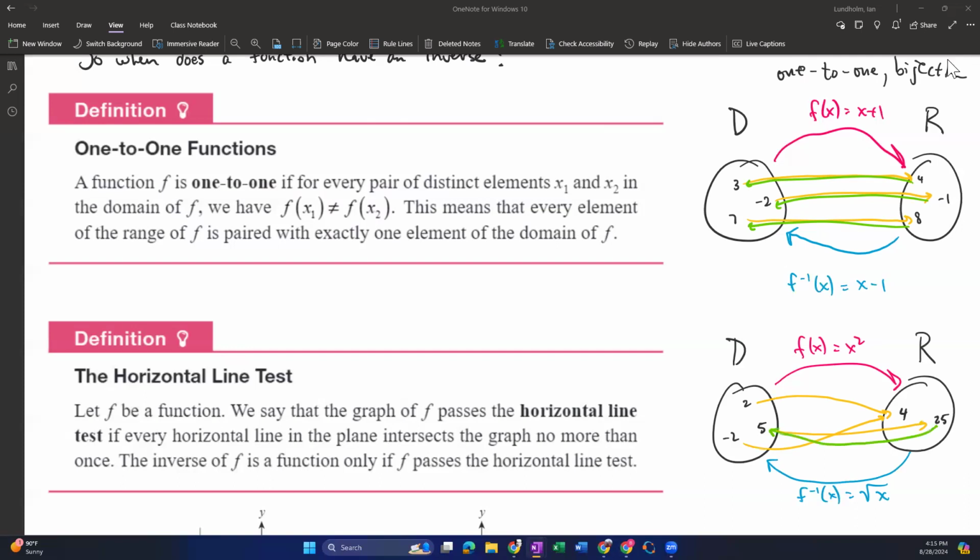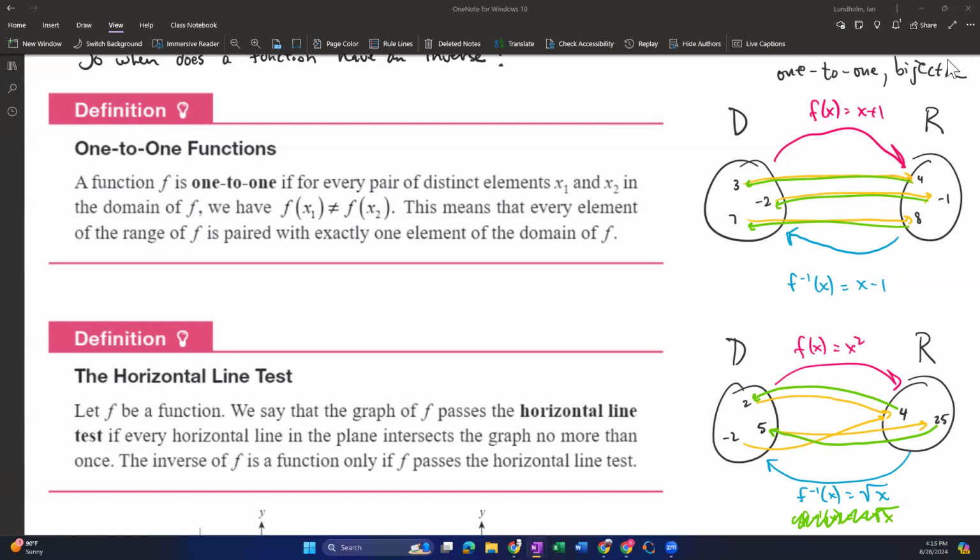If we try to follow these back, 25 is not a problem. 25 just gets mapped back to 5. If we follow this as an inverse function, 4 would get mapped back to 2, but it would not get mapped back to -2. To accomplish that part, we would need the negative square root of x, and that doesn't actually exist right now.